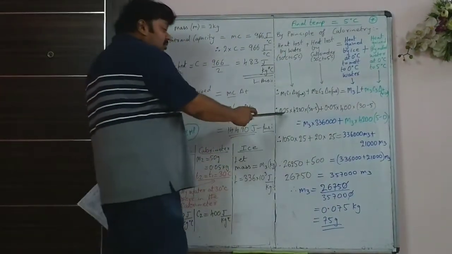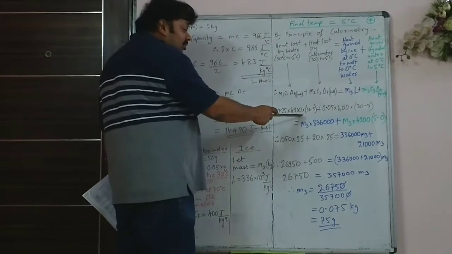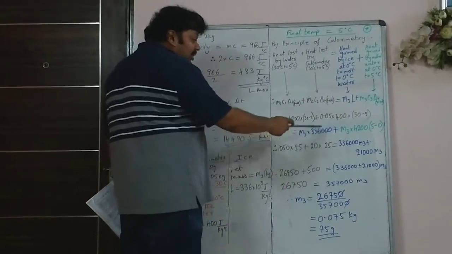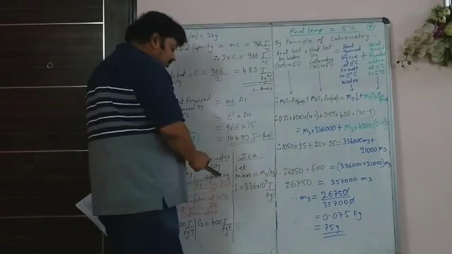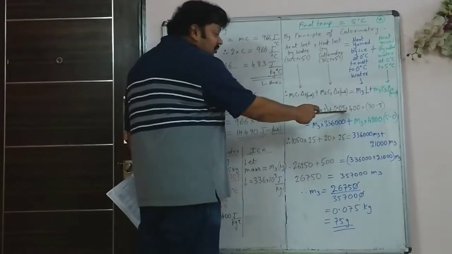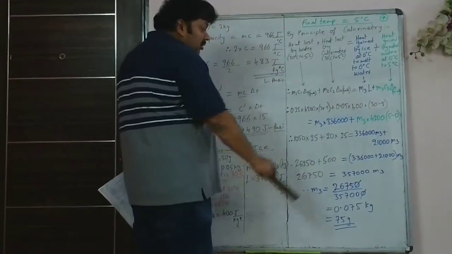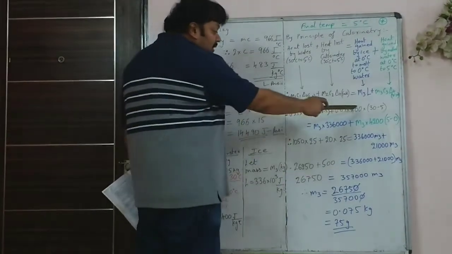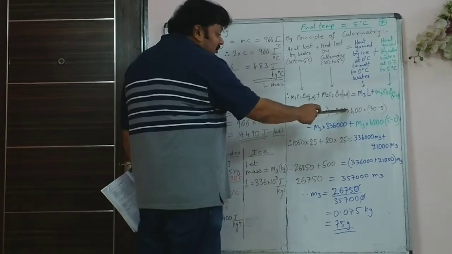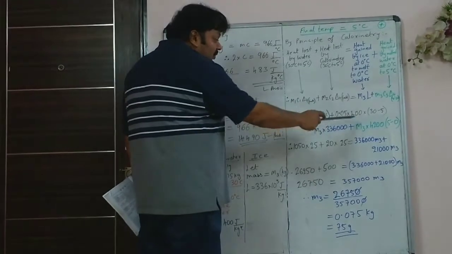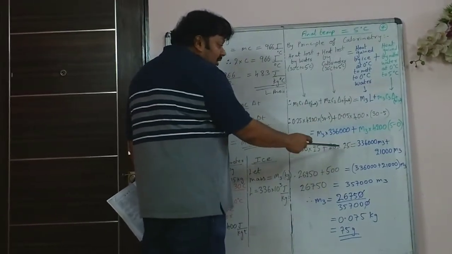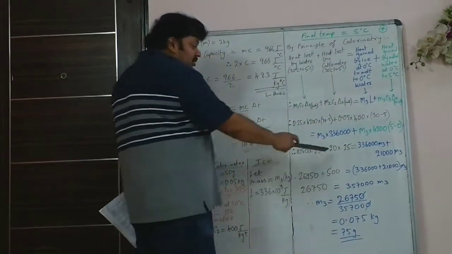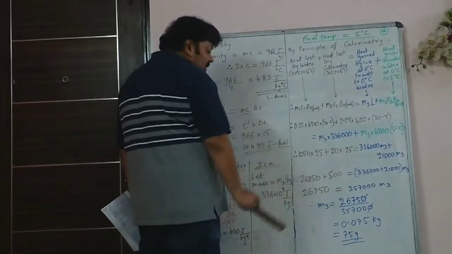So 0.25 into 4200 gives you 1050 into 25. This is the mass of the calorimeter, 0.05 into 400, 2 decimals shifted, so 5. So 5 into 4 will give you 20, and 20 into 25. So this 25 into 20 is 500.